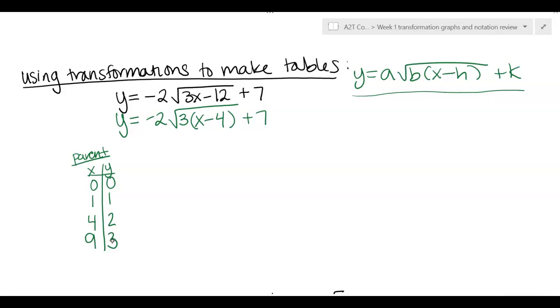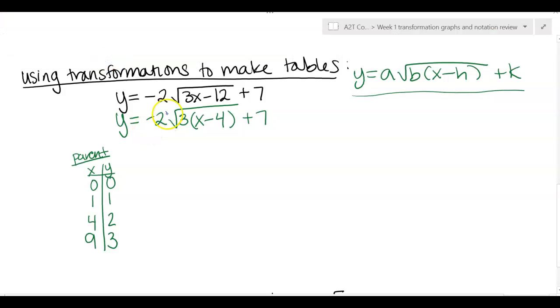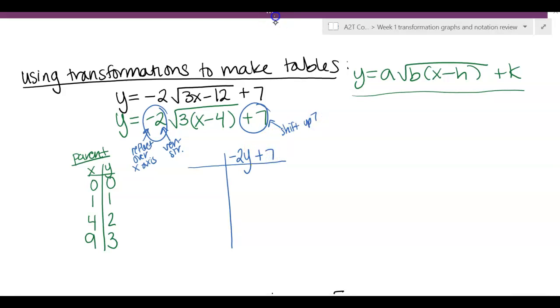And then remember each thing that's happening here. Okay, first of all, let me mark everything in blue that's a vertical transformation. These things are contributing to vertical transformations. This is going to reflect over the x-axis, so it's going to change the sign of y. And this is going to be a vertical stretch. So it's going to multiply the y values by 2 and double them. So y values are getting multiplied by 2 and their sign changed. And this is a vertical shift up 7. So all the y values are going to move up 7.